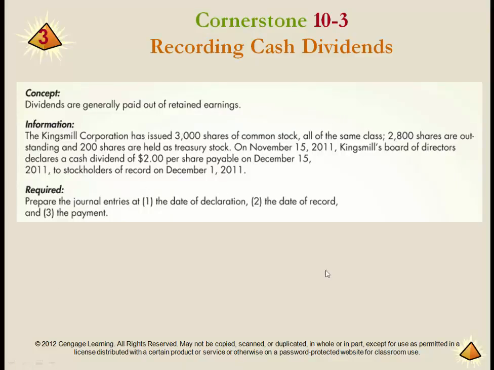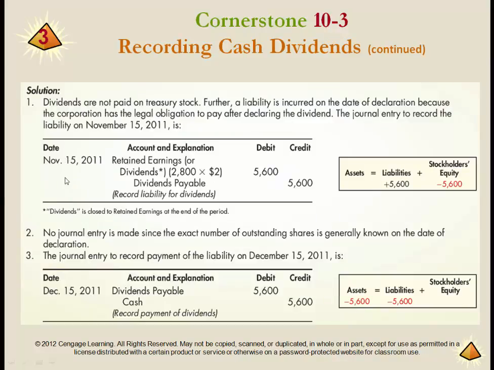So let's take a look at this one. You can pause your slide here a little bit for this Kingsmill Corporation. But let's go to the next slide. We're going to look at the journal entry for the date of declaration, date of record, and the payment date. The first one, they declared a $2 per share dividend. This is the declaration date on the 15th.